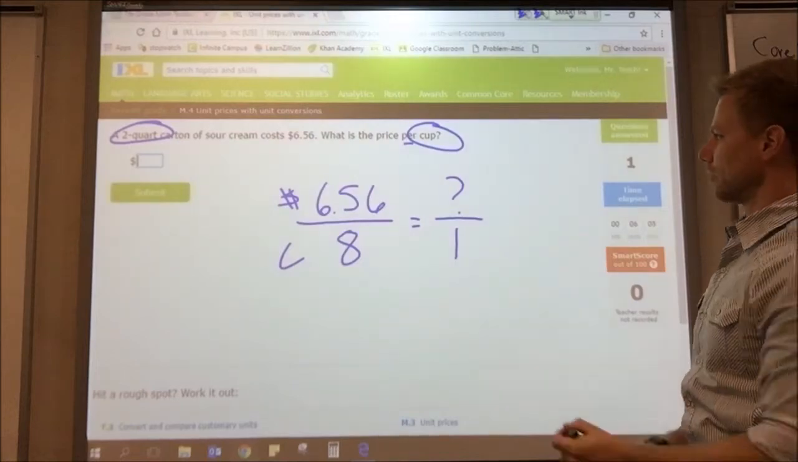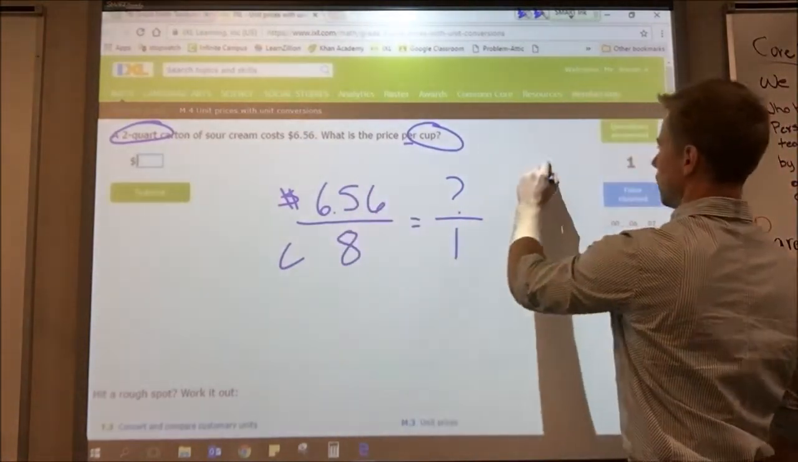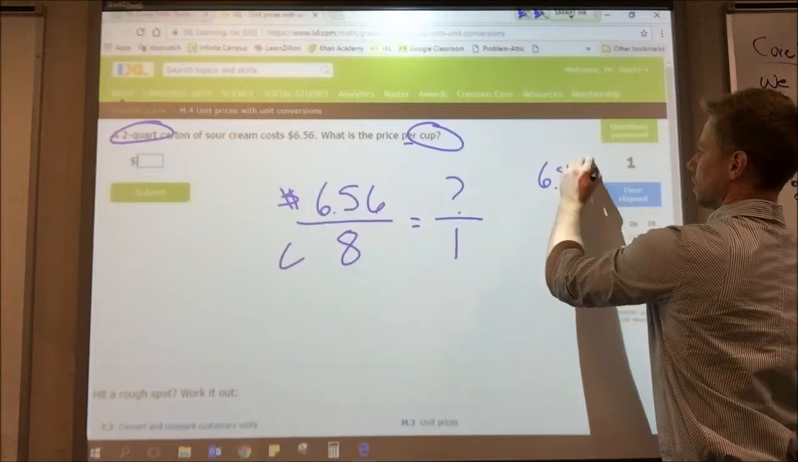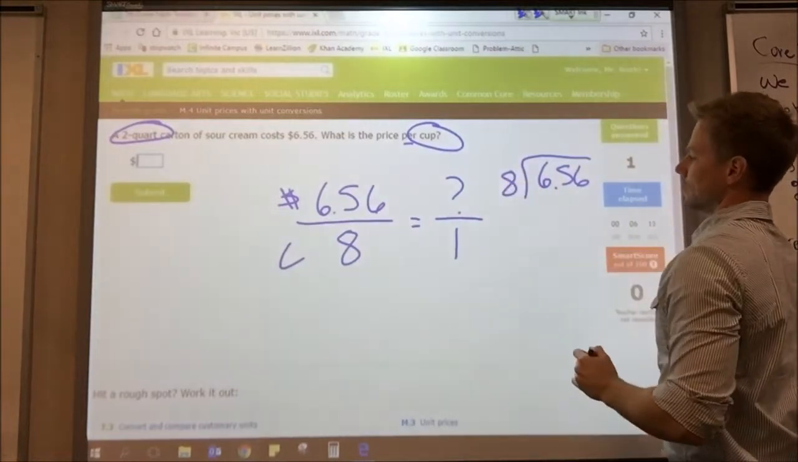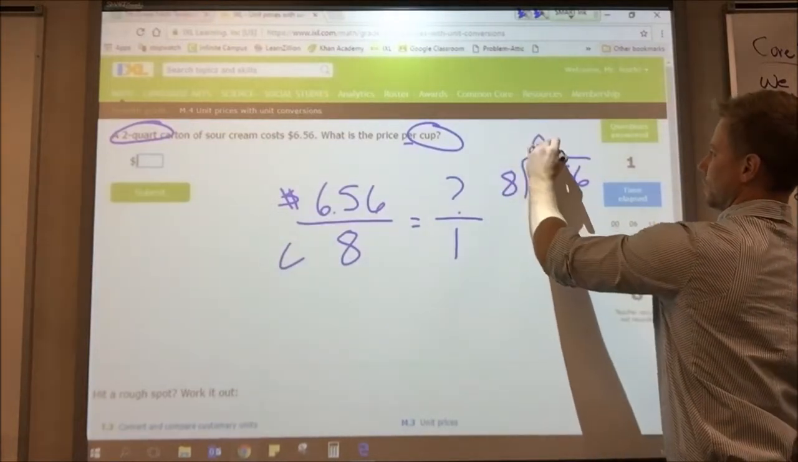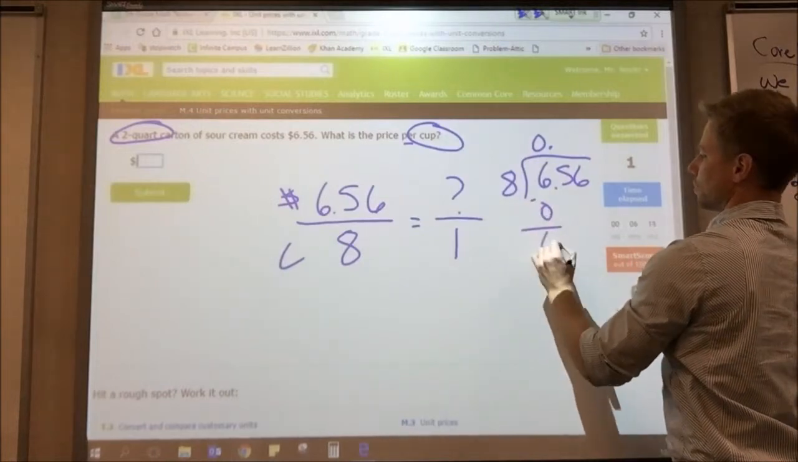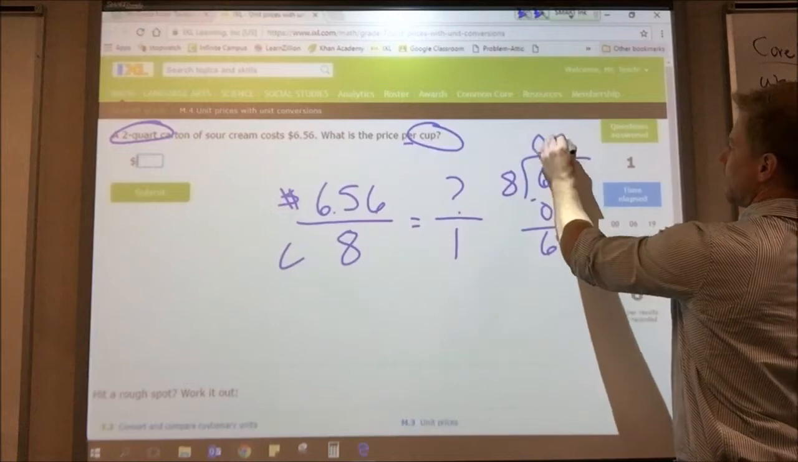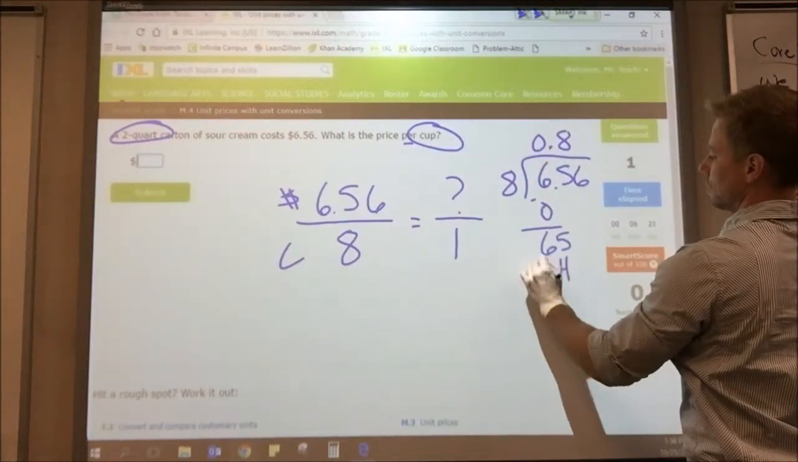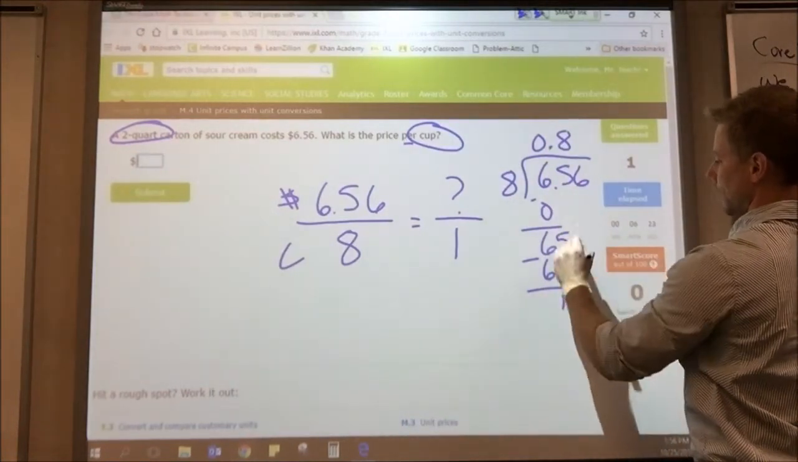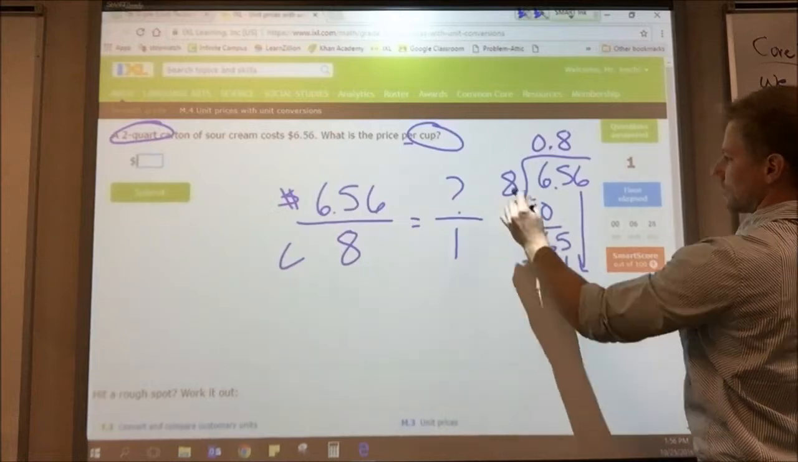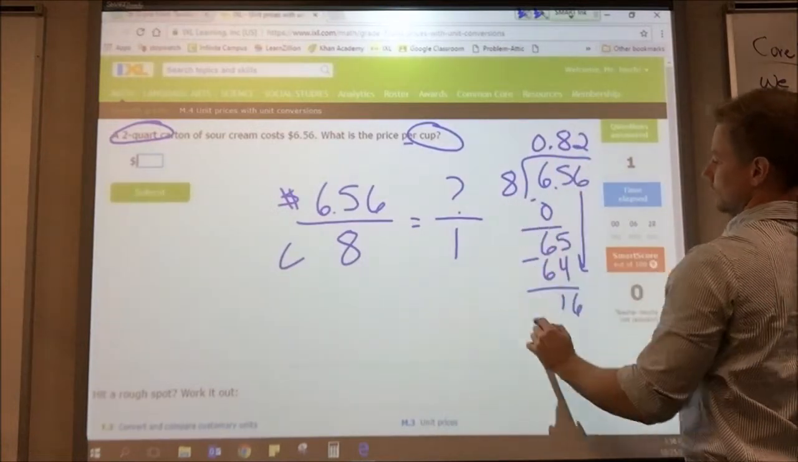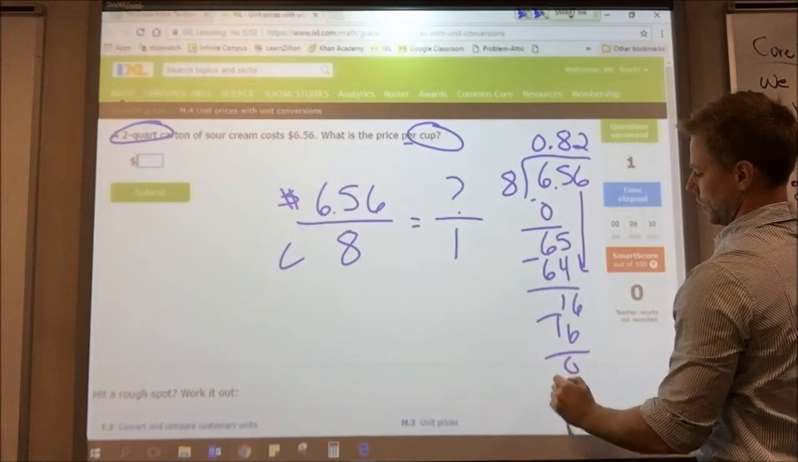To figure that out, we would divide, do some long division. 656 divided by 8. 8 goes into 6 zero times. Subtract, we get 6, bring down the 5. 8 goes into 65 8 times, which is 64. Subtract, we get 1, bring down the 6. 8 goes into 16 twice. Subtract, we get 0.